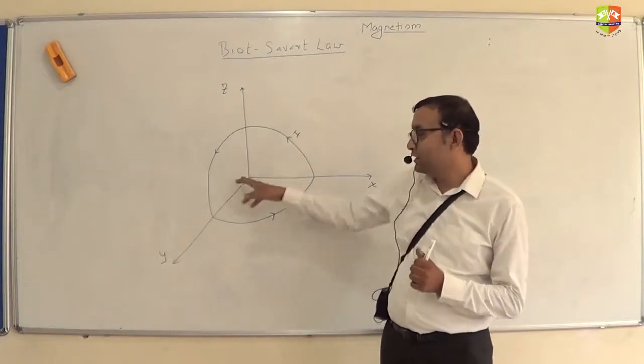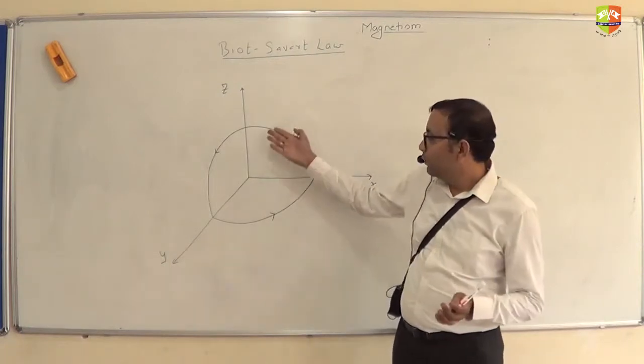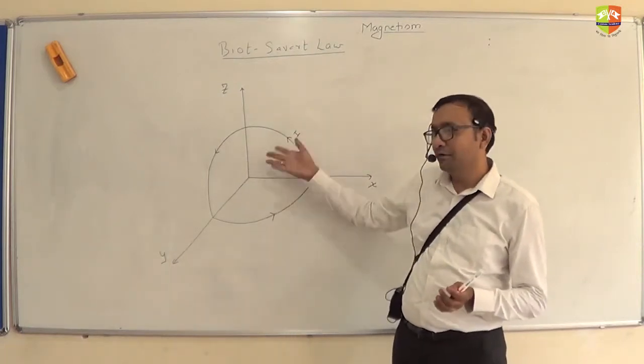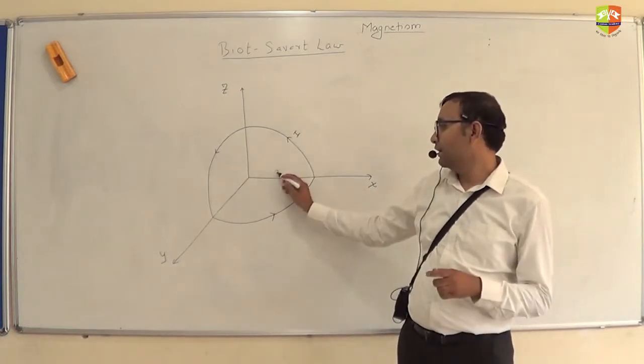This entire thing is not a circle, by the way, it is like this. Okay? Quarter circle here, quarter circle there, quarter circle there, each in a different plane. Find out the magnetic field at the center. The radius is R.